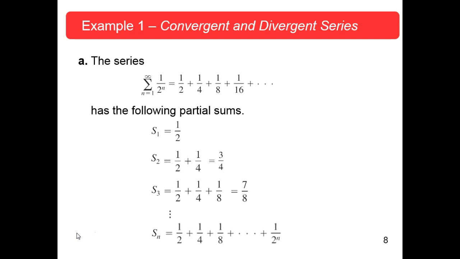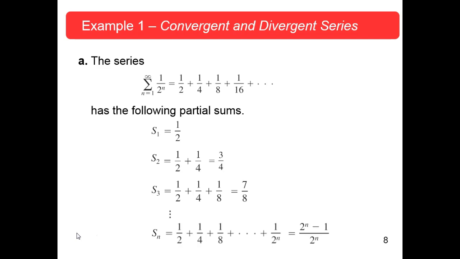What do you think? Does that sequence of partial sums seem to have a limit? What? 1. Definitely does. Getting closer and closer and closer to 1, but never actually reaching 1. Okay? So, sure enough, therefore the series converges, and it converges to that same value, 1.